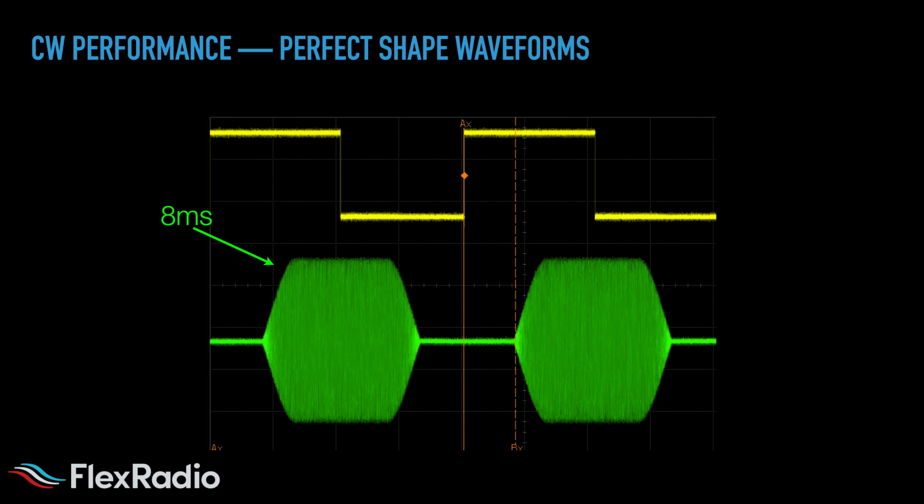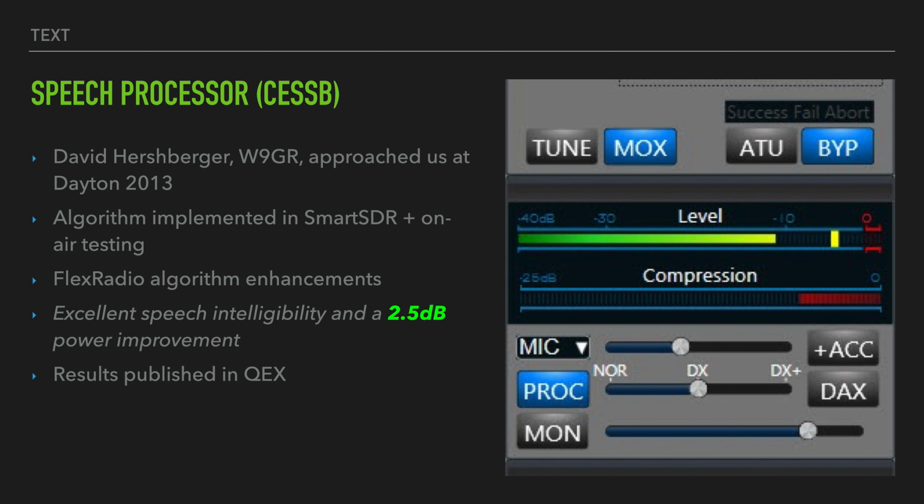So this is an example of creating a virtually perfect CW waveform by having this reprogrammable capability in the radio. This is just a standard CW looking waveform here that we've created. Here's the CESSB speech processor that we added to the radio. Again, you could have bought a radio in 2012 without this capability, and then we added it in 2014 or 2015, I can't remember which one. And it's a really great speech processor that gives you about a 2.5 dB power improvement with excellent speech intelligibility.